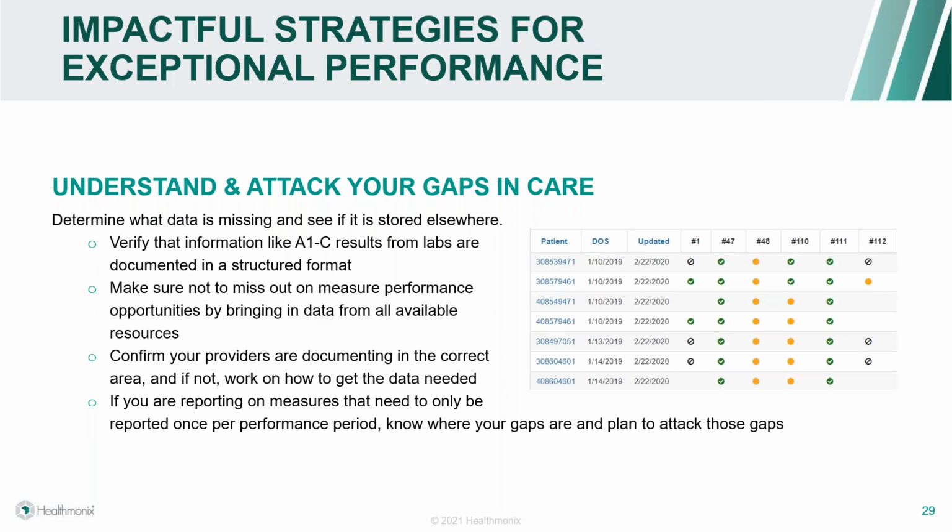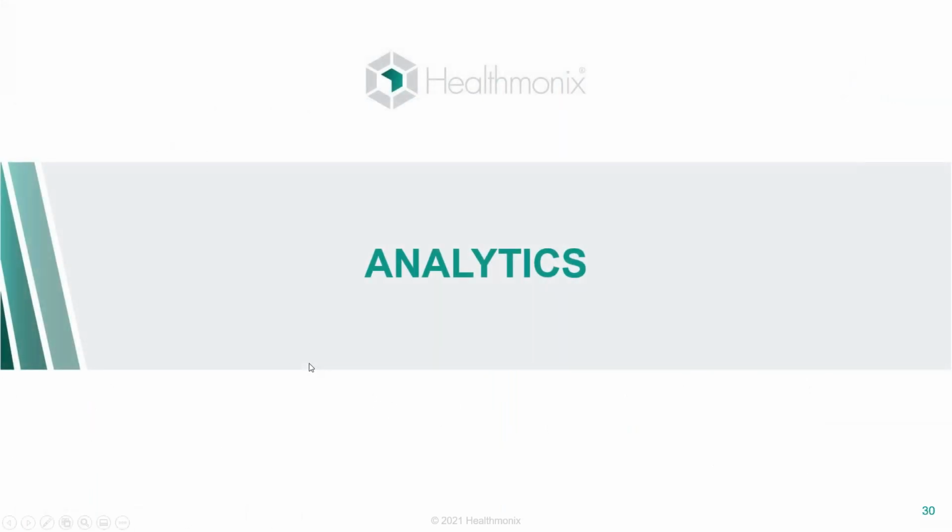And if you're reporting on measures that need to be done only once per performance period, know where those gaps are and know what patients are coming in, and document it in your EHR. When that patient comes back in, you have to ask them about the advanced care plan. Put a special note in, star that patient to make sure that you're able to attack those gaps in care sufficiently.